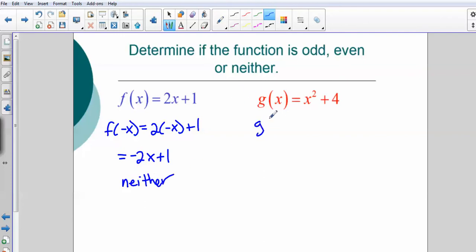In the next example, I substitute negative x. And when I square a negative number, it turns positive. So I have x squared plus 4, which is exactly the same thing I started with. And that makes this function even.